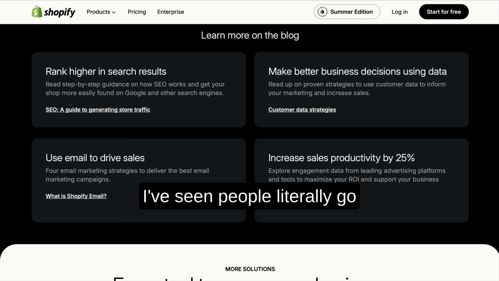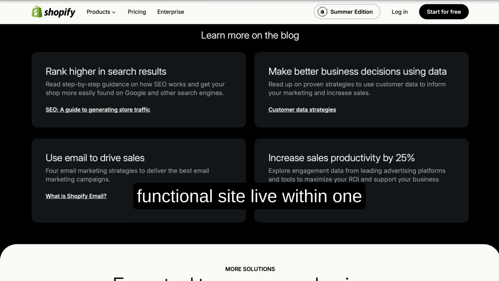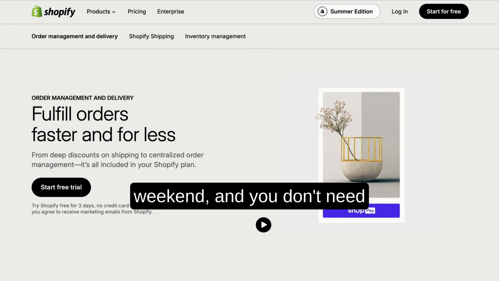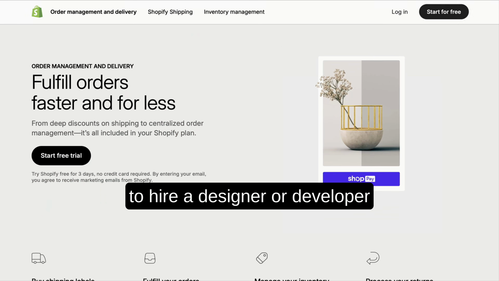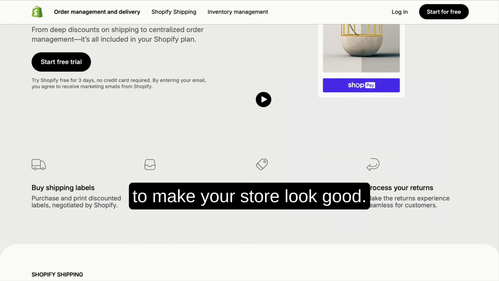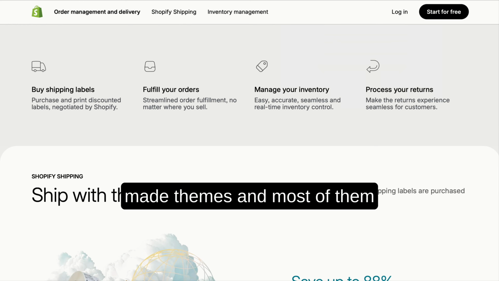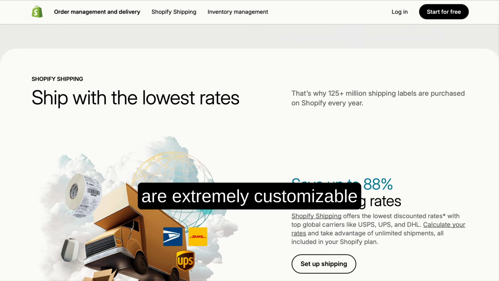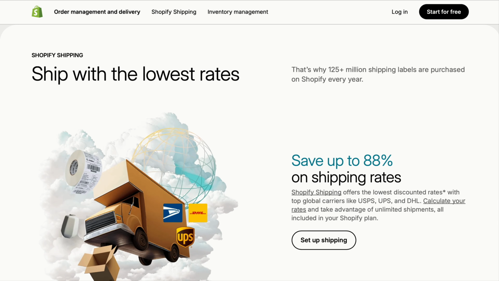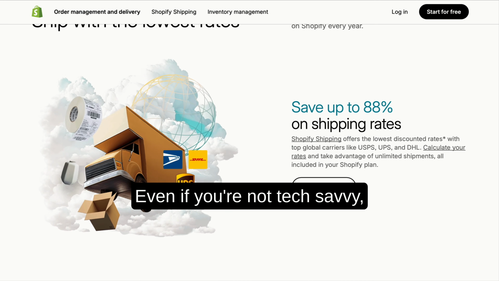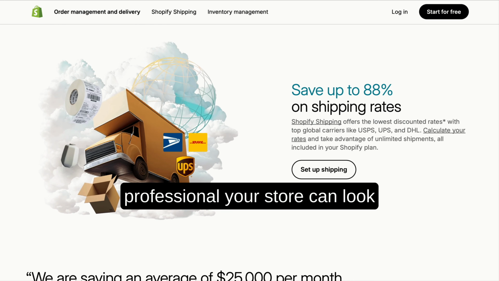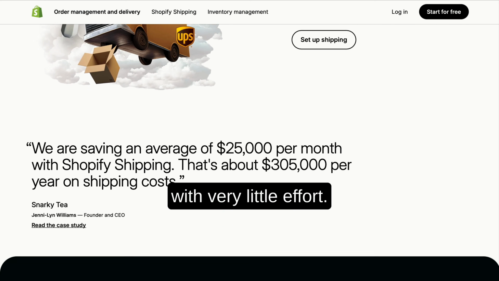I've seen people literally go from zero to having a fully functional site live within one weekend. And you don't need to hire a designer or developer to make your store look good. Shopify offers tons of pre-made themes, and most of them are extremely customizable with just a few clicks. Even if you're not tech savvy, you'll be surprised at how professional your store can look with very little effort.